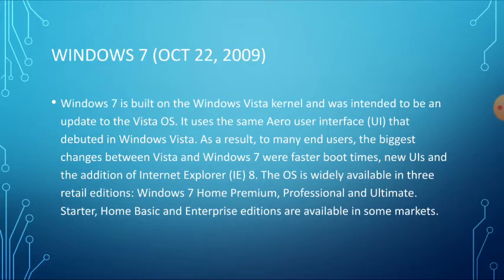As a result, to many end users, the biggest changes between Vista and Windows 7 were faster boot times, new UIs, and the addition of Internet Explorer. The OS is widely available in three retail editions: Windows 7 Home Premium, Professional, and Ultimate. Starter, Home Basic and Enterprise editions are available in some markets.